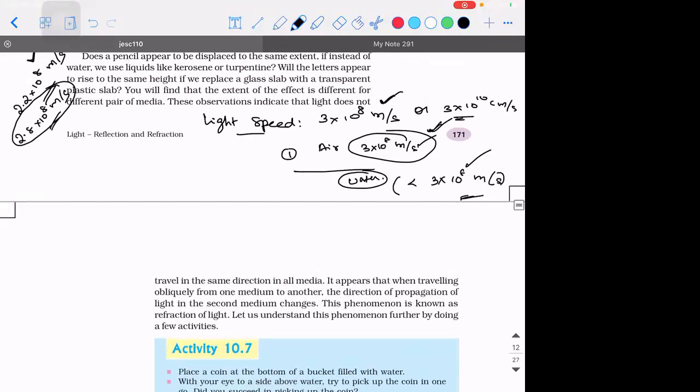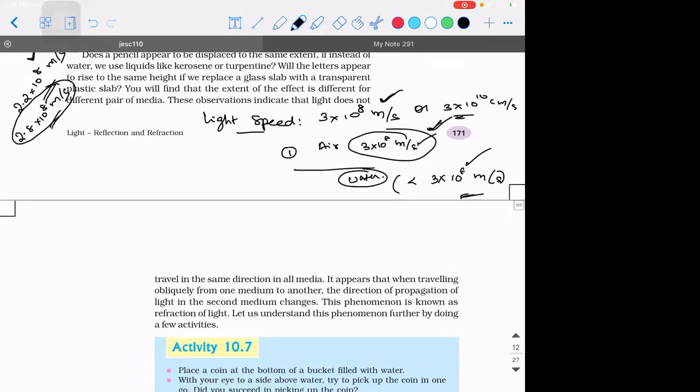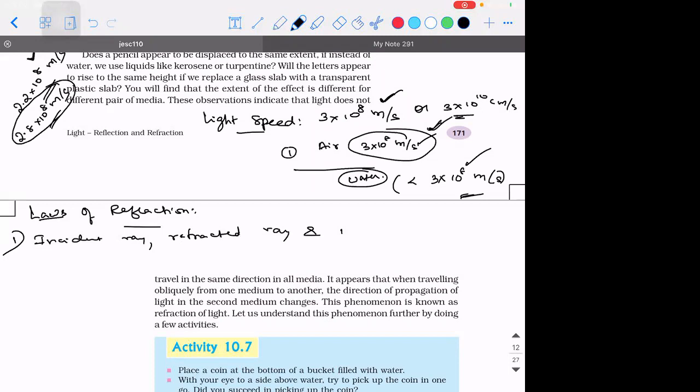Okay. Now comes another point. If this is a phenomenon that can be observed just like reflection, there were certain laws for reflection. Similarly, are there any laws for refraction as well? Yes. So what are they? See, the proof for all these things you learn in your 12th standard. Now, if you know the statement, that is enough. First, incident ray, refracted ray, and normal all lie in the same plane.